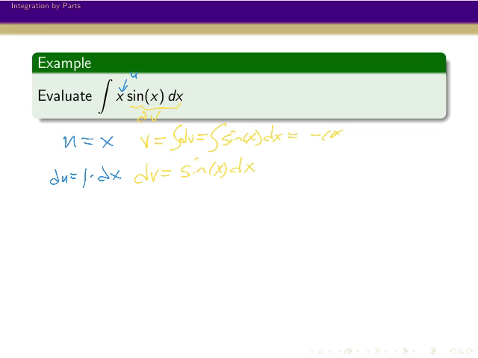That's going to be minus cosine. We can pick that for our v. And so then our integration by parts rule, integral of u dv is equal to uv minus the integral of v du. We can plug everything in.